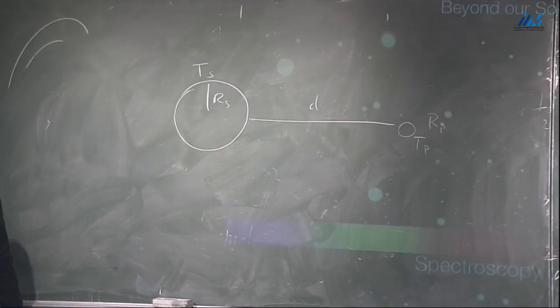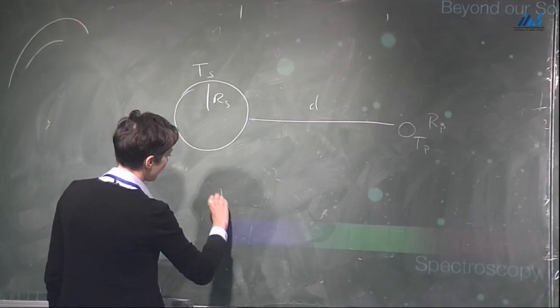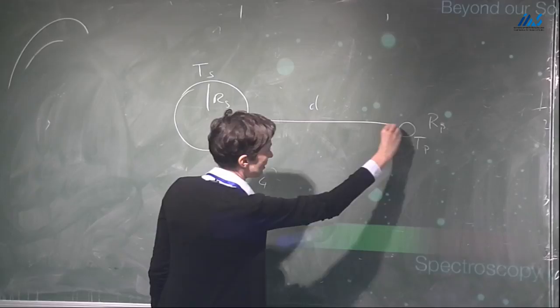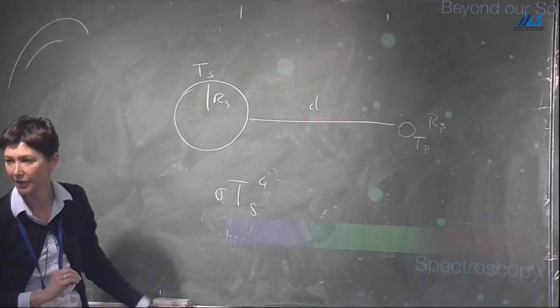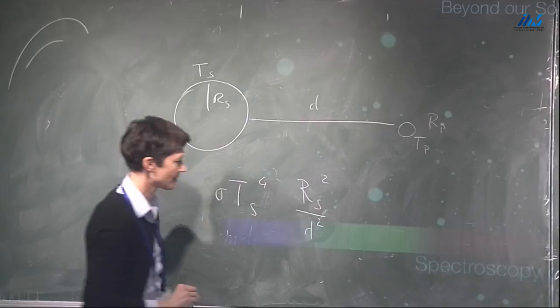And the incoming radiation in this approximation, as a power per unit time, is given by sigma T_S to the power 4. This is in watts per square meter. This is the amount of energy per unit time that is emitted by the star. But of course, my planet is located at a distance d, so I need a dilution factor because not all these photons are arriving on the planet. And the dilution factor goes like RS squared, so the radius of the star squared divided by d squared, conservation of energy.